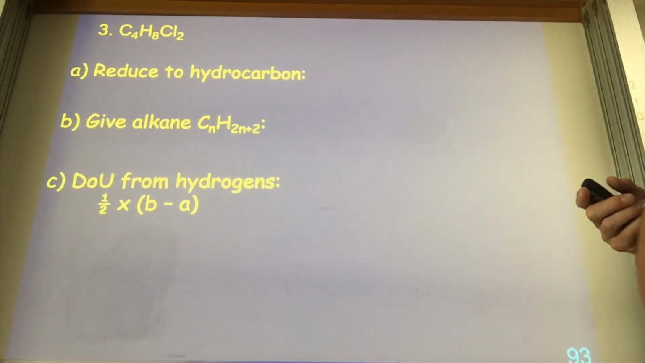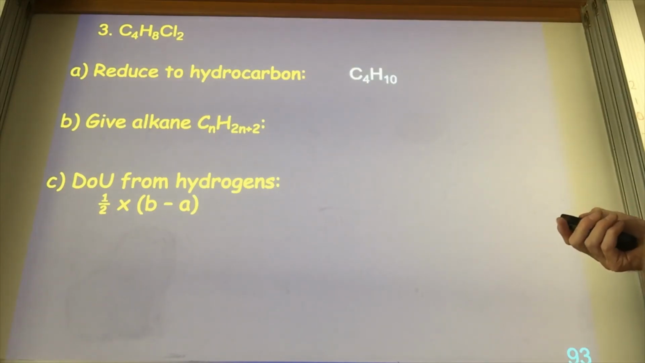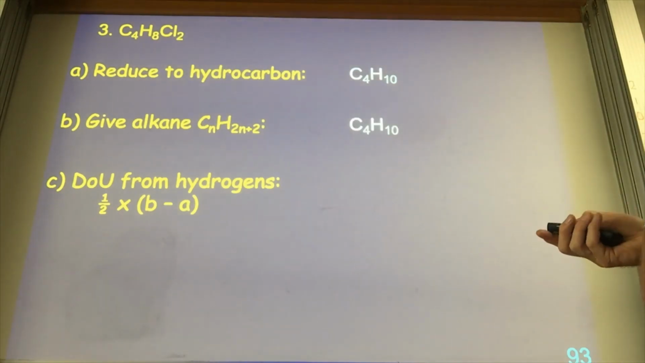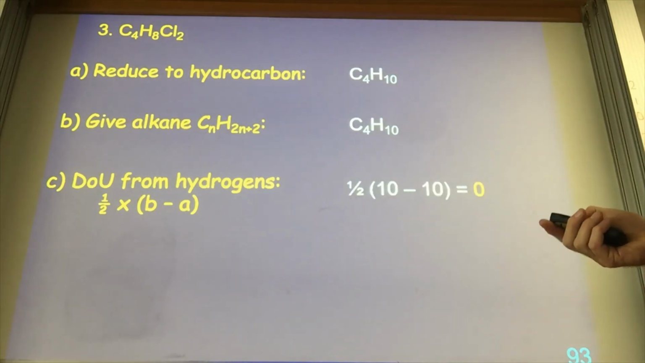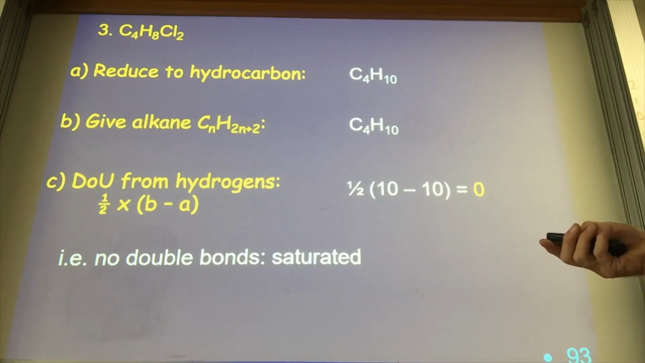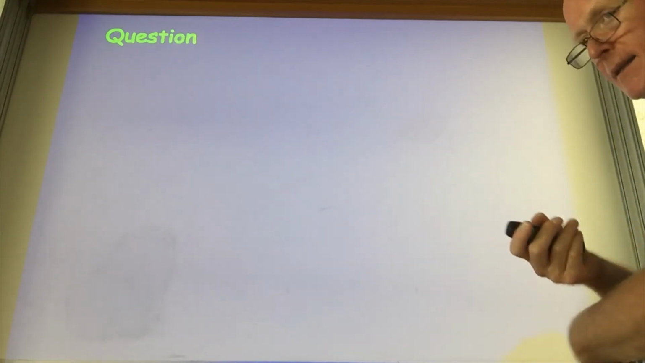Now this one, reduce that to a hydrocarbon. Well, halos, chloros, fluoros, bromos, iodos, all just pretend they're hydrogen. So that becomes C4H10. What's the alkane with 4 carbons? C4H10. So no difference, no hydrogens less. That means a degree of unsaturation of 0. It is a fully saturated molecule. No double bonds, no rings. Have a go at the question, and that's the end of the video.